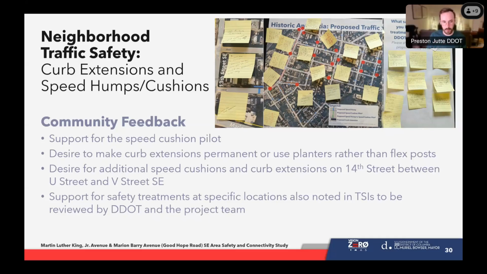We did hear a lot of support to make curb extensions permanent where possible, or to use planters more than flex posts as much as possible. We heard a lot of support for planters over flex posts. We heard some specific recommendations for additional locations for speed cushions, curb extensions, and other safety improvements. And then just really clear feedback that, yes, this is a project and it has its own special community engagement process, but don't leave out these other ongoing safety concerns that we flagged through the TSIs we issued and spoken to as well. Please make sure this is comprehensive and addresses those speeding and safety concerns in the neighborhood.